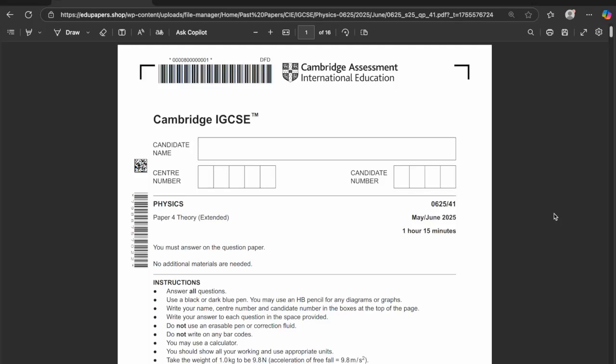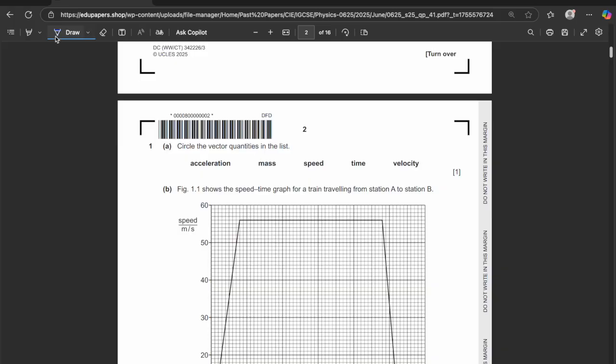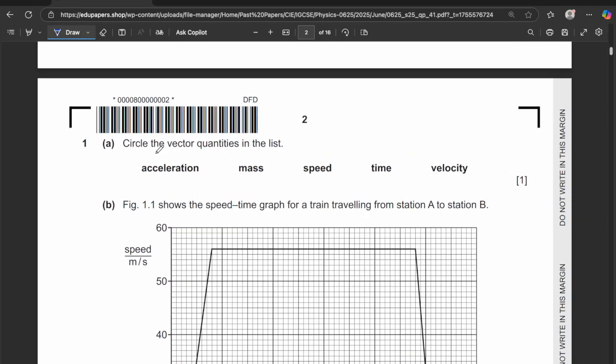Hello everyone, now we're going to solve Cambridge IGCSE Physics, May, June 2025, paper 4-1. 1A. Circle the vector quantities in the list. So vector quantities are the ones that have direction and magnitude. So acceleration is a vector quantity, mass is not, speed is not, time is not, so velocity is.